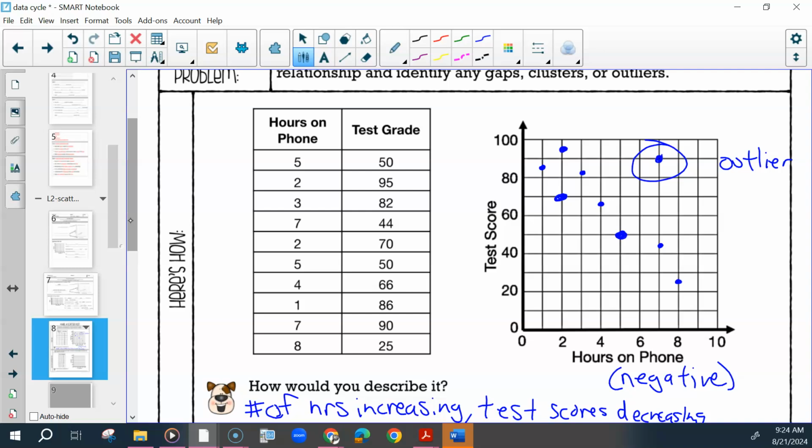Questions on how we made the scatter plot or how we described it? Do the second one. And then we'll come back and we'll talk about it.